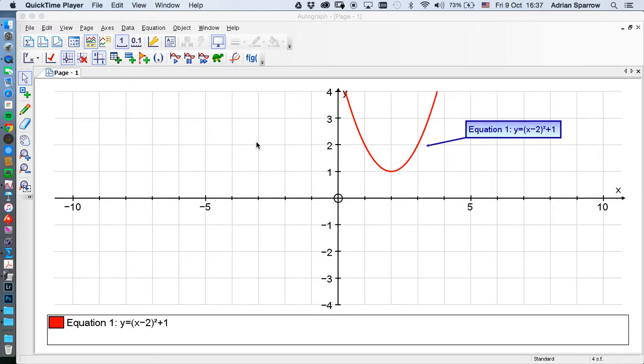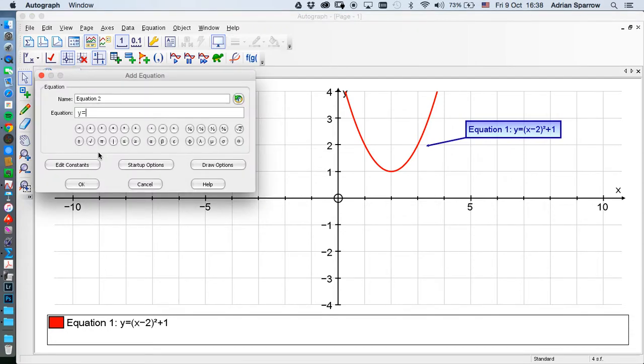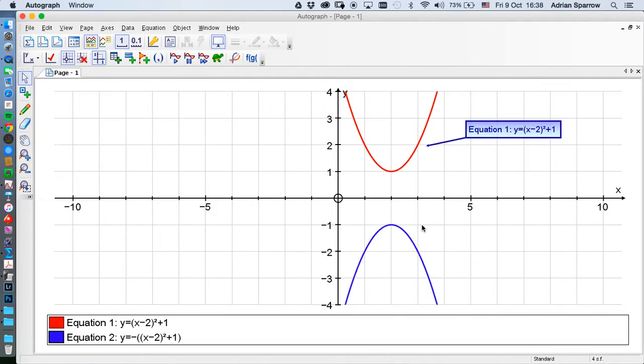I want to show you three different reflections that we can do with curves. So I've got a curve here, it's a nice quadratic, with the vertex form y equals (x minus 2) squared plus 1. First thing is I'm going to do a new curve by putting a minus outside the whole curve. So I'm just going to retype it in with that minus outside. And here is my new curve.